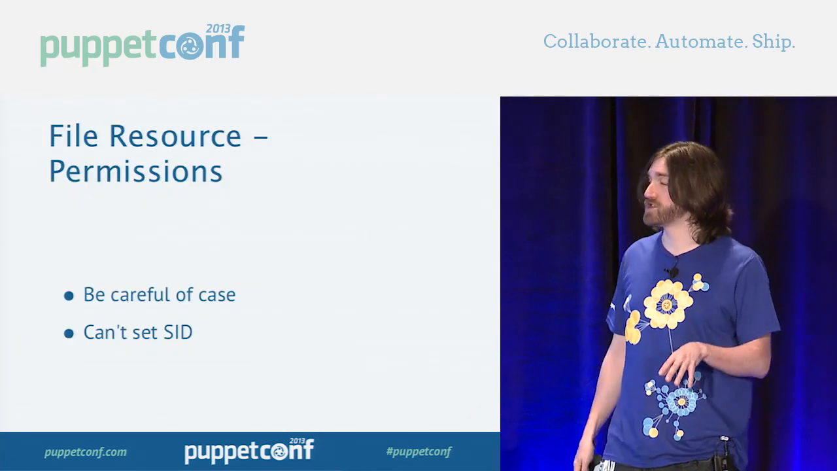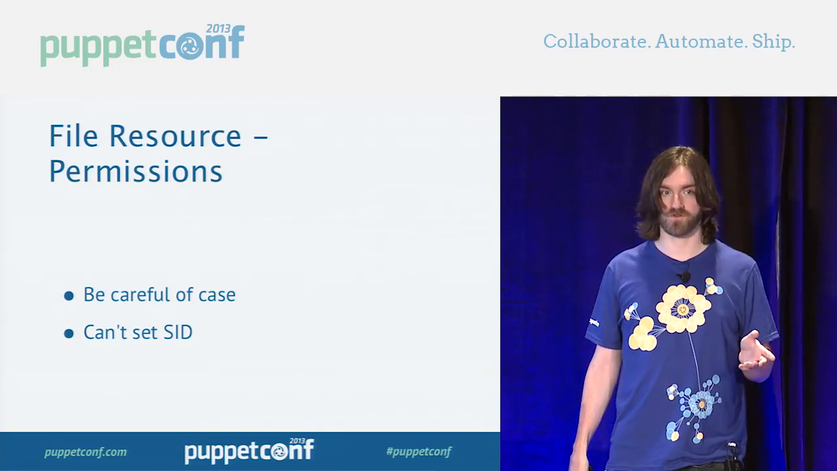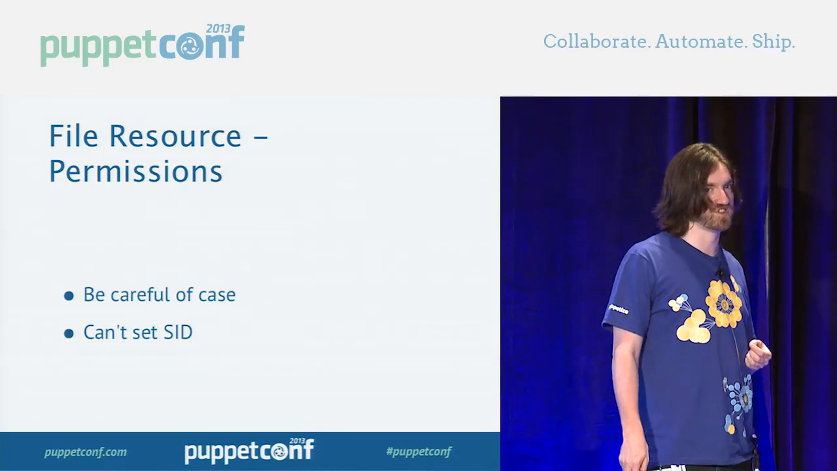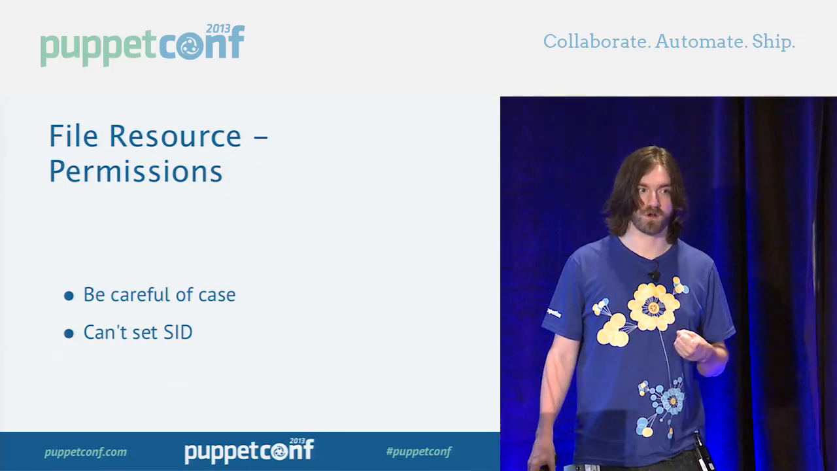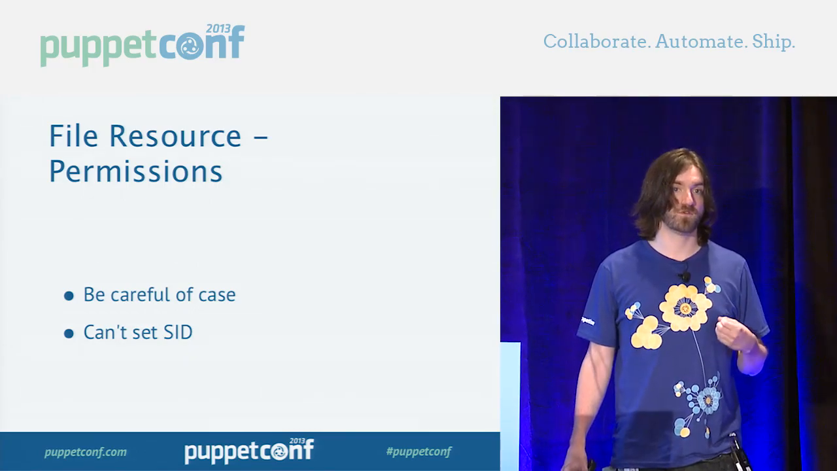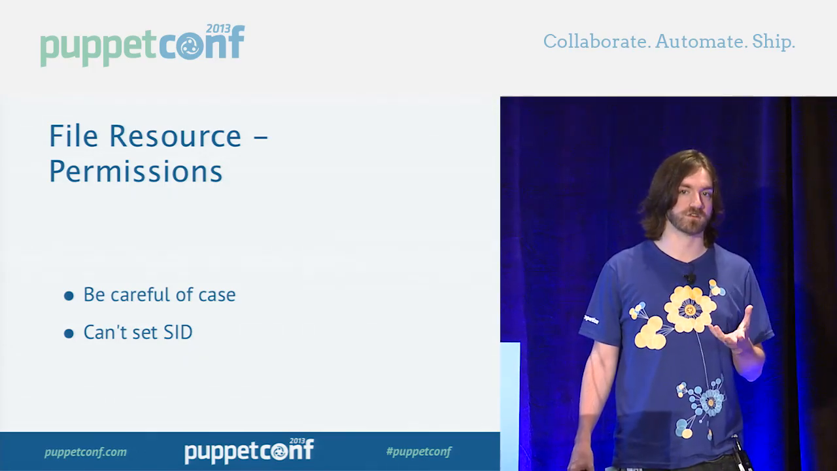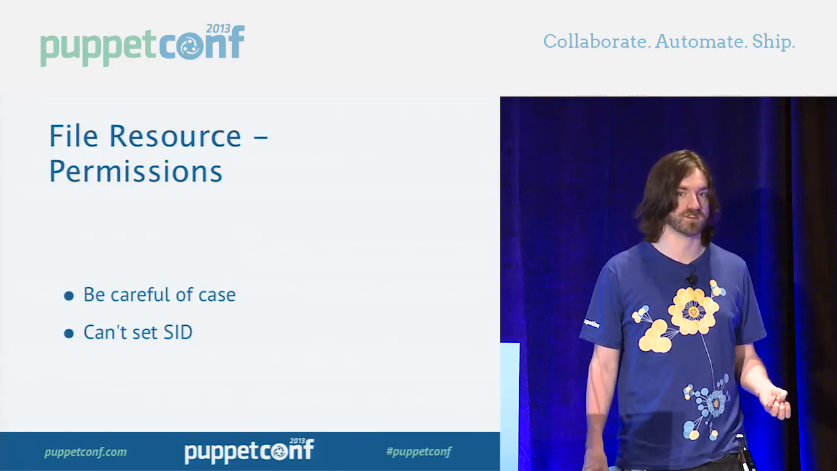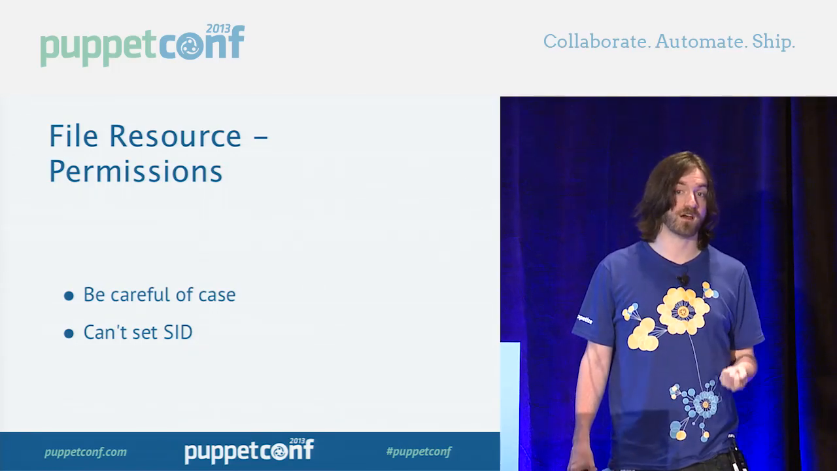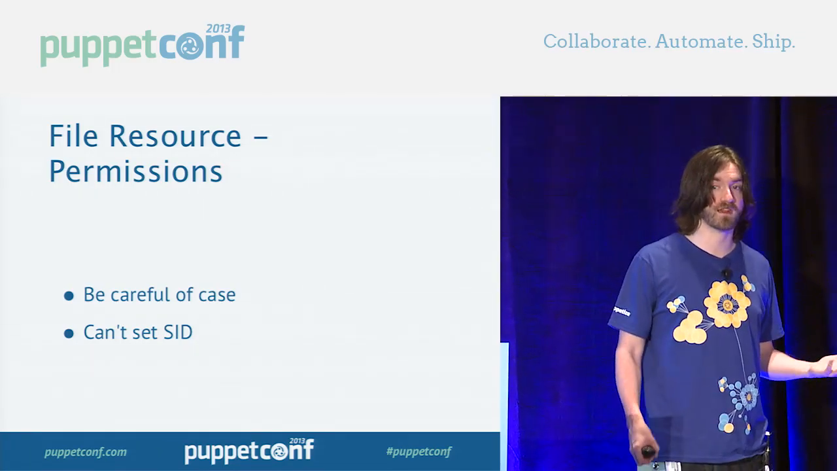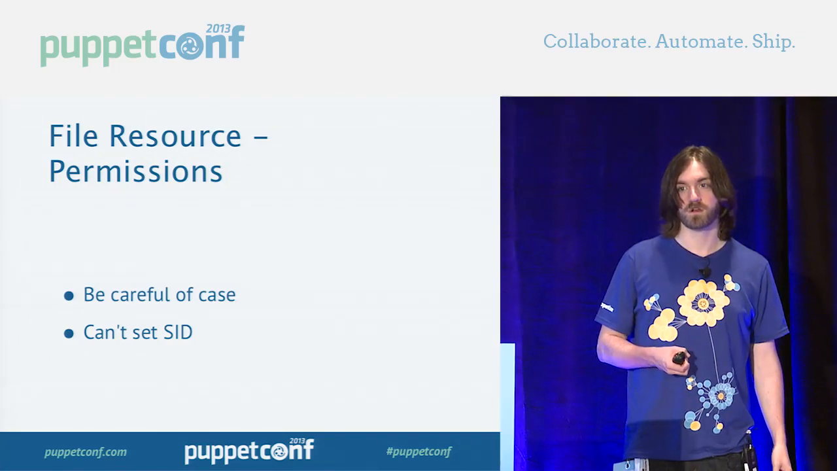So the last one is the permissions. Be very careful of the case of your files. This one gets interesting because Windows is case insensitive, whereas Puppet is case sensitive. So if you define a file as having a certain case and it exists differently on your target system, Puppet will think that the file doesn't exist, and then when it tries to create it, it will be recreating that file. So watch out for case.